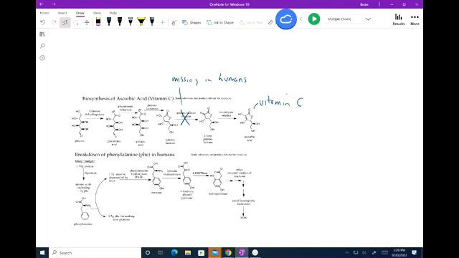It turns out as an adult who's not growing or bulking up or anything, you need about 0.5 gram of phenylalanine every day just to make new proteins, replace things that got worn out, just maintenance stuff. What that means is if you eat 2 and you only need 0.5, you have 1.5 grams of phenylalanine you've got to get rid of.